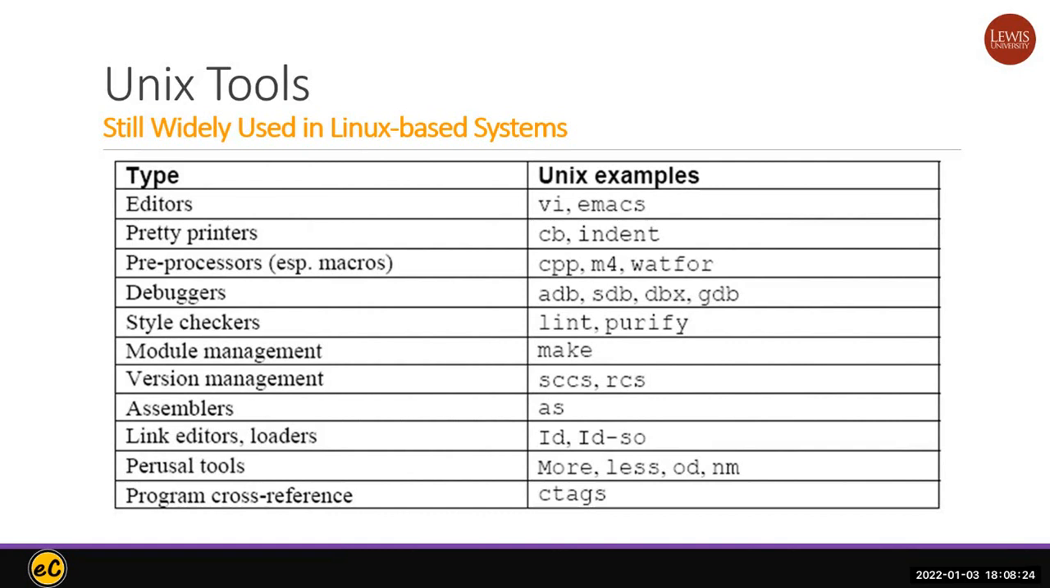A debugger helps you find bugs. A style checker makes your code follow some coding standard. Module management and version management are the integration of your software, version control, and module control. Then the assembler is responsible for translating your assembly language to machine code. The link editor is a linker or loader. These are used in compiling software or programming languages. Perusal tools and program cross-reference are some other tools.